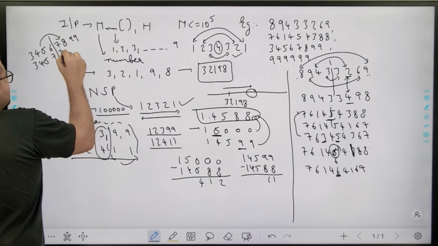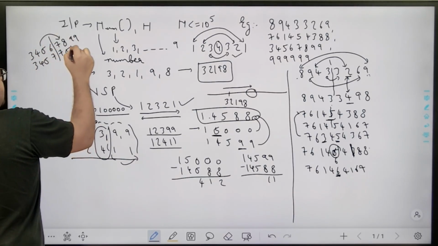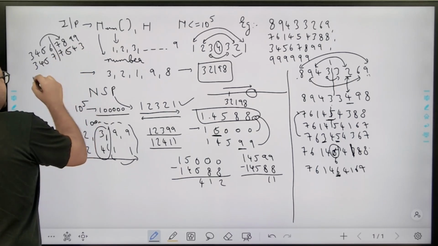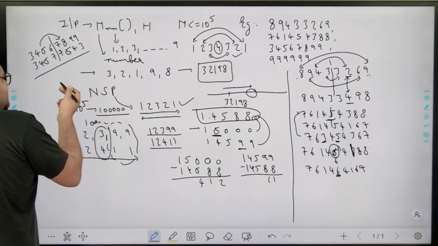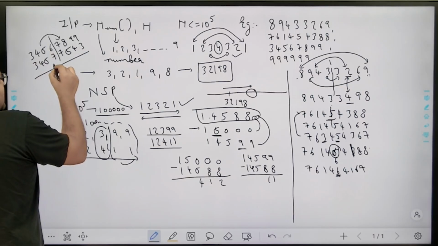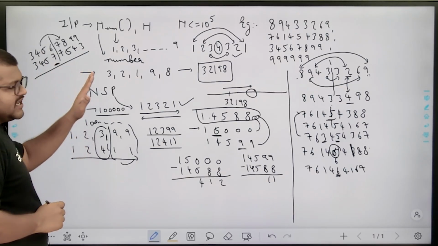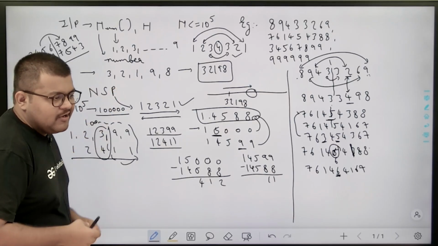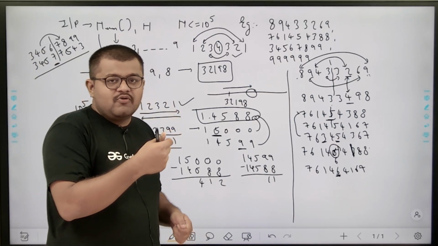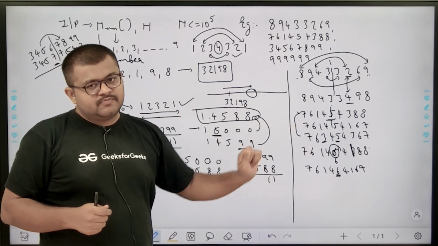So this will become 7, this will become 5, this will become 4, and this will become 3. Is this a palindrome? Yes. Is this larger than the original number? Yes, because the first differing digit is larger in this. Is this the next smallest? Yes, because I have tried to make incrementing the value as close to the LSB as possible.